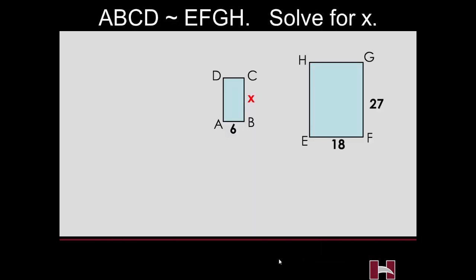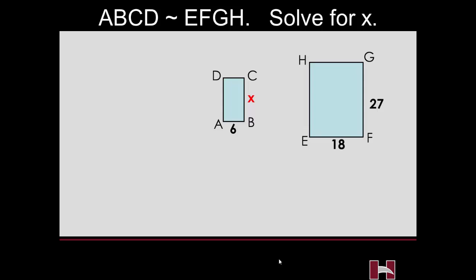Copy this example down. This time it is a rectangle, or so it appears to be a rectangle. We've got a similarity statement up at the top, and they want us to solve for x. So we're going to match up. The key to writing your proportion is being consistent. There is more than one way to write this.